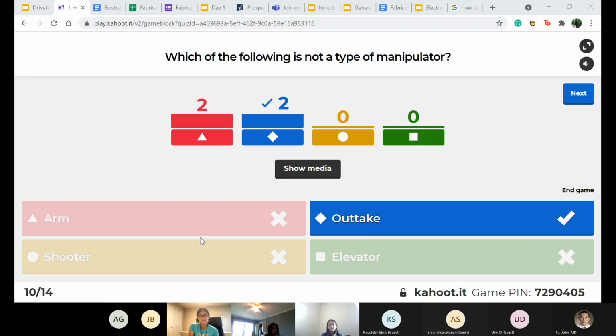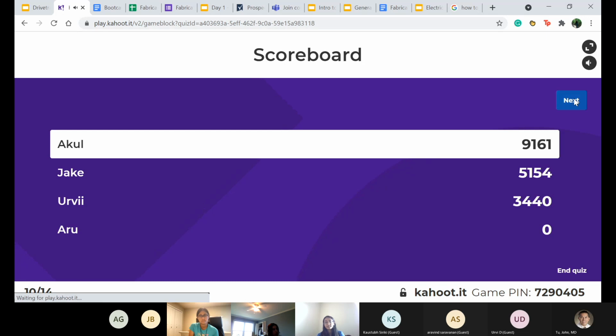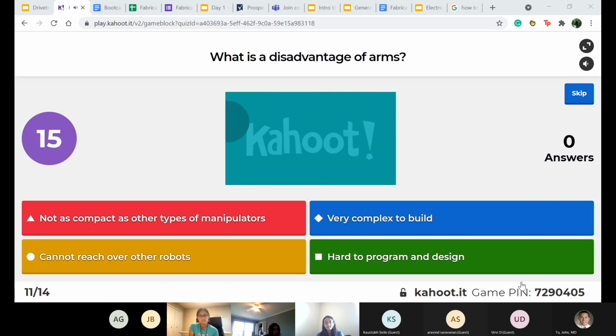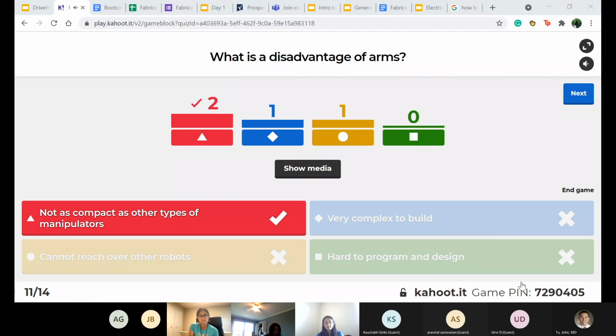Arms, shooters and elevators are all types of manipulators, and you might be thinking of an intake if you thought that was a manipulator, but yes, arms are types of manipulators. When you're building arms, they need to be able to reach out and stuff, which makes them a lot bigger and bulkier. So that is one reason why you might choose an elevator over an arm.